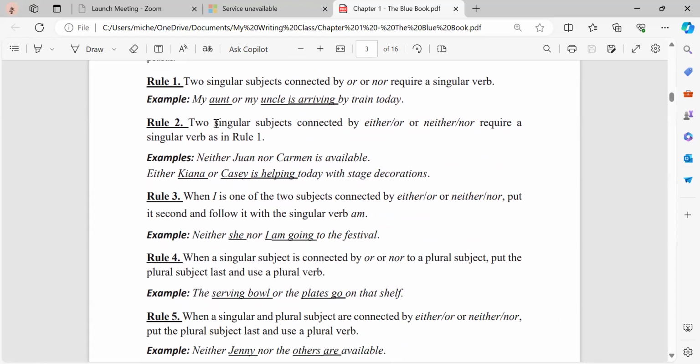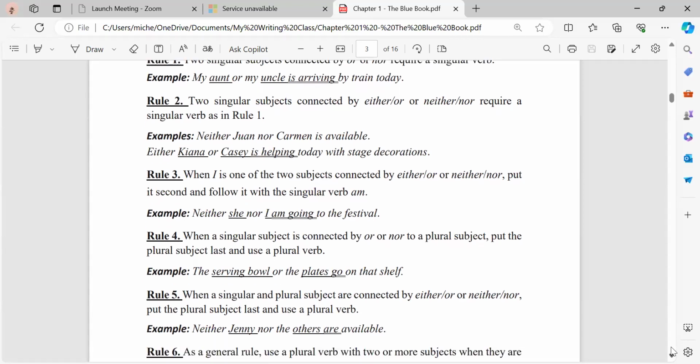So there, rule number two. I'm sorry if I don't speak very clearly, but I hope all of you can hear what I'm currently talking about. Okay, so now we have rule number two.